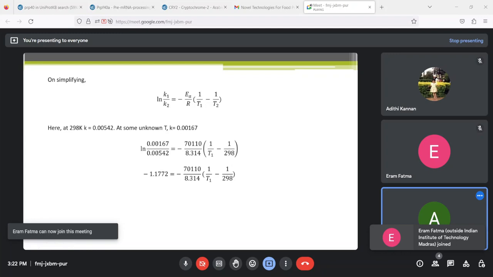So from this, you can calculate the storage temperature to be 286.09 Kelvin or 12.94 degrees Celsius. Hence, the answer is option B.